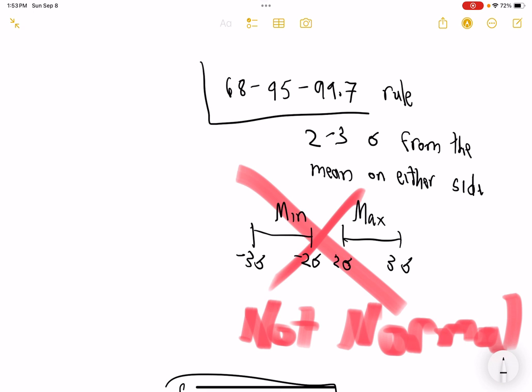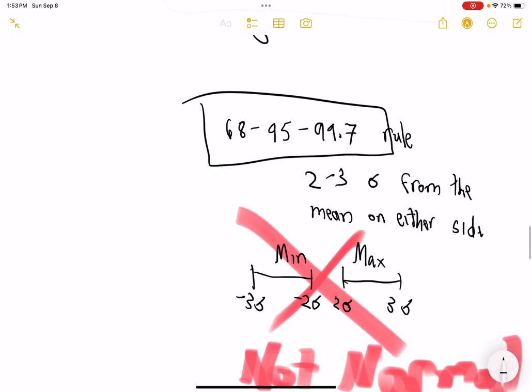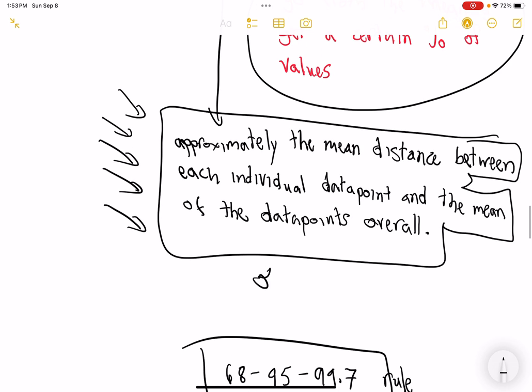It's also known as the 68, 95, 99.7 rule, and that is important to note. And we can use that to figure out if things are or are not normal. We talked about this really fancy, annoying definition of what a standard deviation is, because it may be useful for a question and even on the AP test.